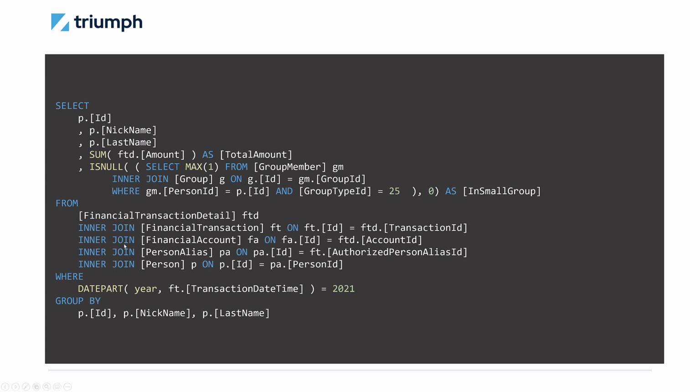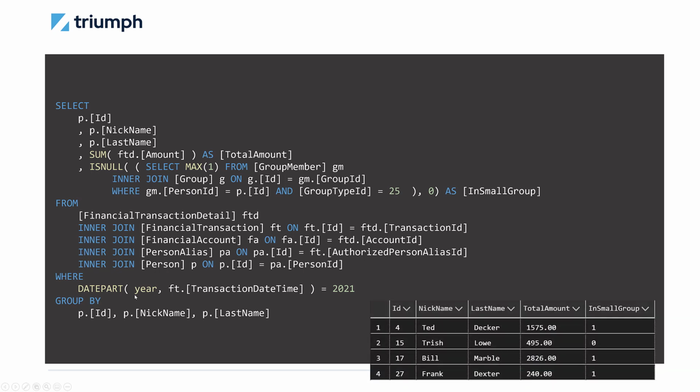Another way you can do this, and I'm going to walk you through this in steps, this actually doesn't have the pattern that I want to show you. It does have a subquery, much like the previous example. But if we look at this statement here, it's just bringing back information for each person and totaling up their giving, and then determining if they're in a small group.